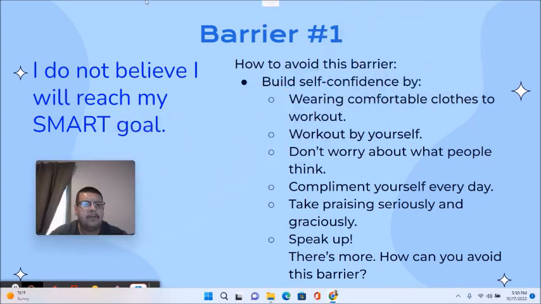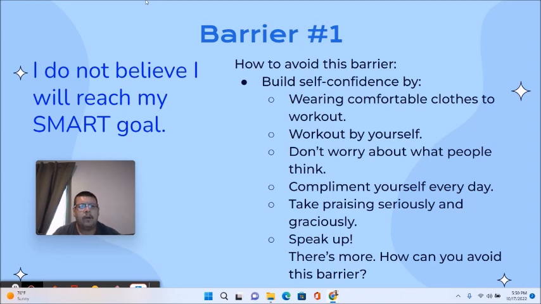Now, let's say, for example, you set a SMART goal, but after setting it, you still do not believe that you will reach your SMART goal. That's already a barrier. How can you avoid that type of barrier? Well, you could build self confidence. You could build self confidence by wearing comfortable clothes to work out, working out by yourself, and not worrying about what people think.